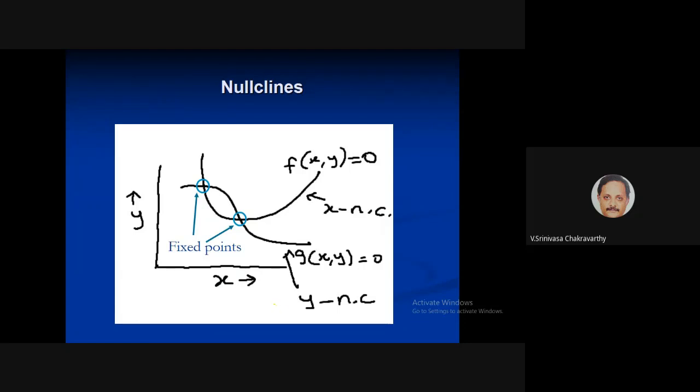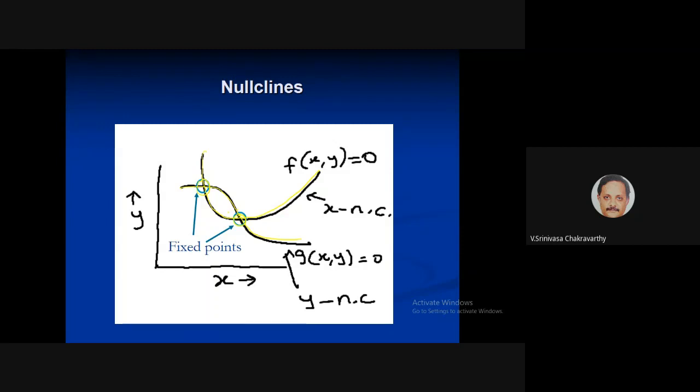So just a simple illustration. This is my xy plane, so x-axis and y-axis. Let's imagine that this curve is the f of x comma y equal to 0 curve. So that is the x null line. And this other curve, which is the g of x comma y equal to 0 curve, is the y null line. So what are the fixed points now? The intersection points of these two curves. So that is this and this. So there are two fixed points.